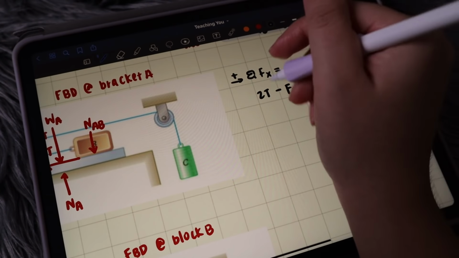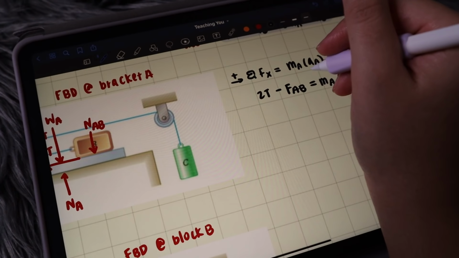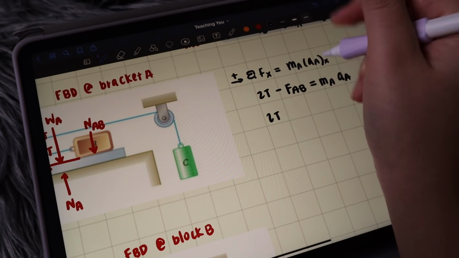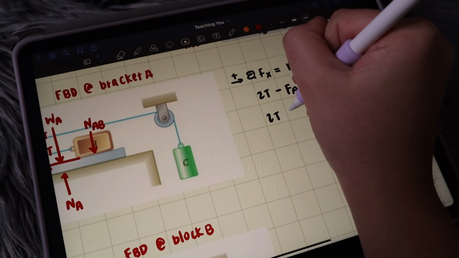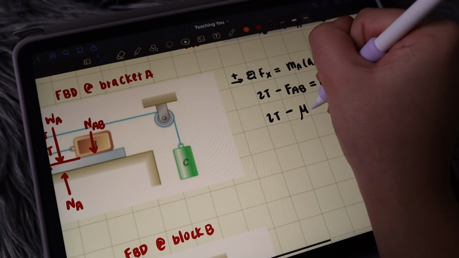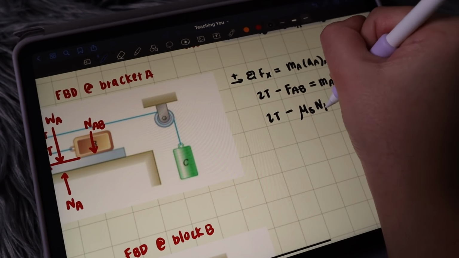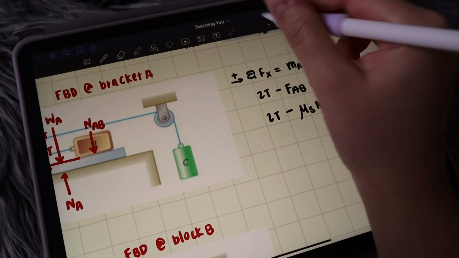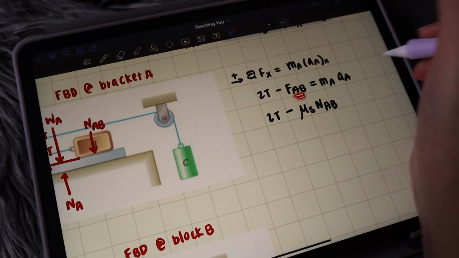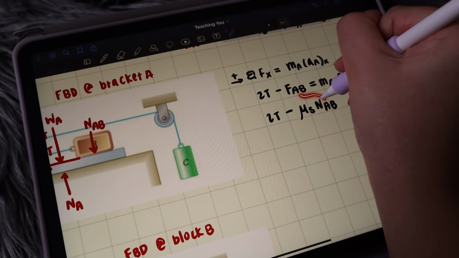So we can just start plugging in as much as we can. We have 2T. We don't know what T is, so we're going to leave that blank. If we break down this friction force, that's going to be mu S times the normal between A and B, since this is the friction between A and B. So these two have to match.